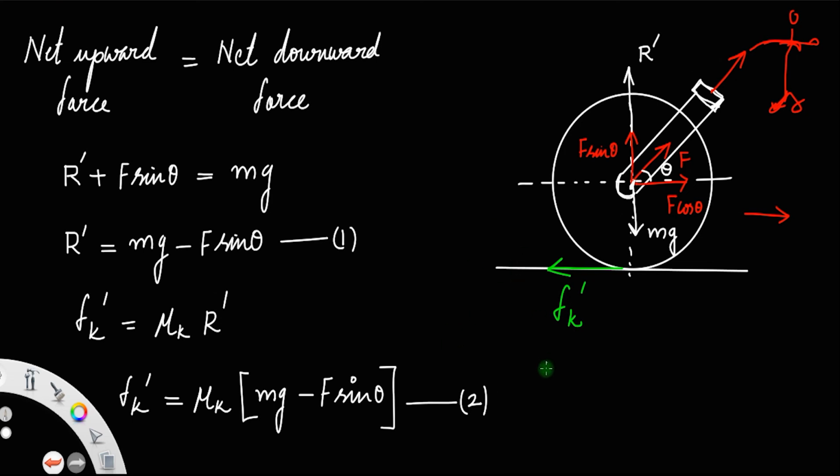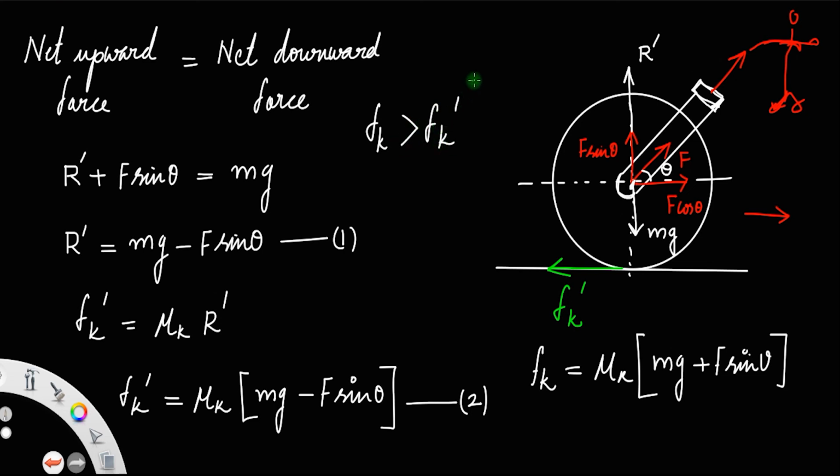Before, in the case of push, we got friction Fk equal to mu k times (mg plus F sin theta). Clearly, if you look at these two equations, Fk and Fk prime, you understand that Fk is greater than Fk prime. Since here it is minus and here it is plus, obviously this one is greater. So friction is greater in the case when you push the roller. So it is more difficult to push than to pull a roller. Clear?